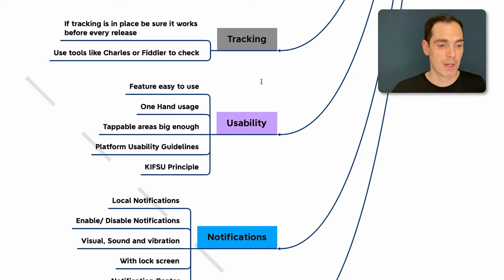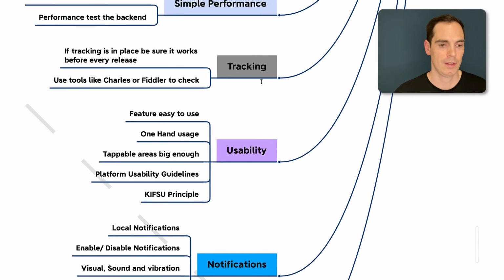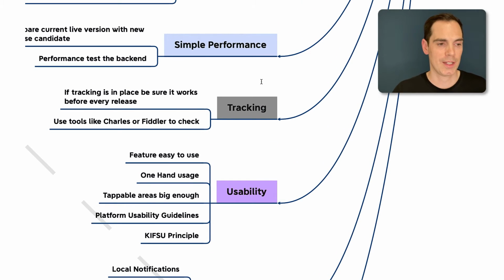Also important to know are the platform guidelines that are being offered by Google and Apple. You should read them and follow them, because this is something that users expect. They expect to have an app that is following the usability guidelines of the platforms, and if not, it will lead to bad reviews. The KIFSU principle, what this is all about, I will also record another video. It stands for keep it fast, simple and usable. That's the principle that I created when working with mobile apps, and it's really helpful to keep exactly this in mind so that an app is fast, simple and usable. And this is something you should always keep in mind when doing your testing activities.